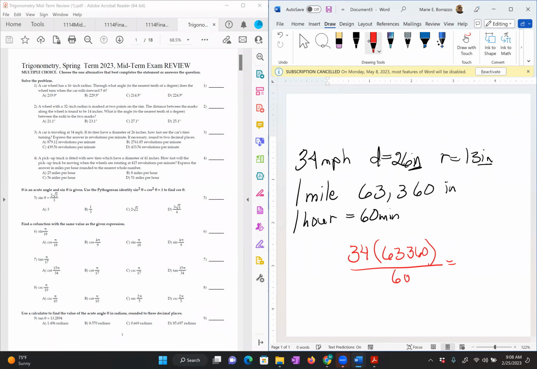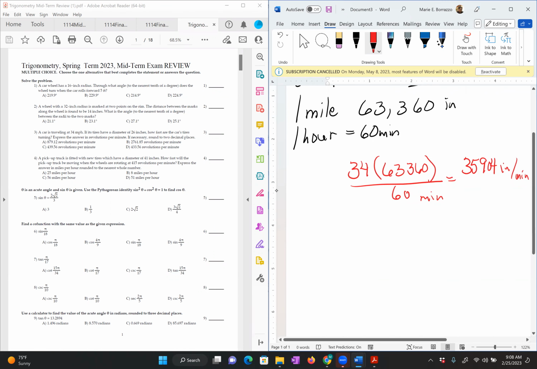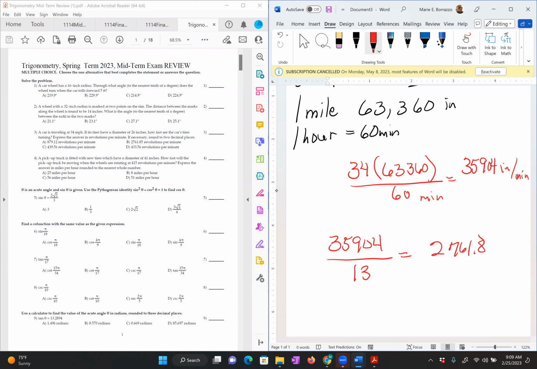And that result is 35,904. And this is in inches per minute. Remember, this is minutes out here. Okay. That's your step 1 in a sense. Step 2 is we take the 35,904 inches per minute, and we're going to divide that by 13, which is our radius. And this results in 2,761.8. And this is our angular value. We divide that by 2 times pi.